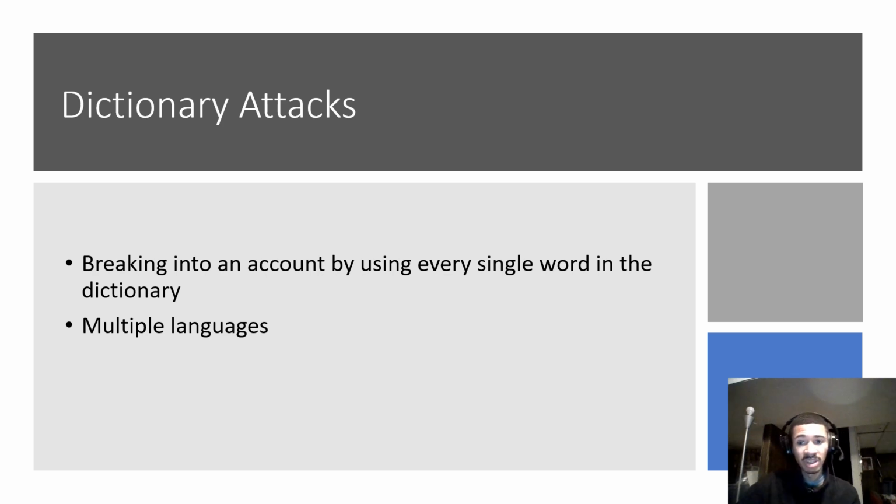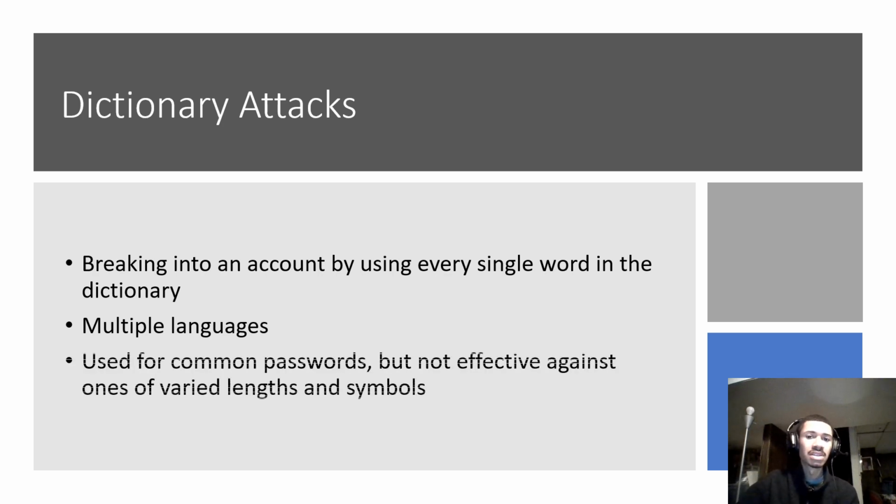So we can decipher that the major flaw with this is that it's going to take a very substantial amount of time to figure out that password. So dictionary attacks are mainly used for common ones. Common phrases like ice cream, very, very simple ones that nobody should be using anyway, because you should be using the basic password formula, which is 10 to 15 characters, uppercase, and then a special symbol. So it's not effective against ones of varied lengths and symbols.